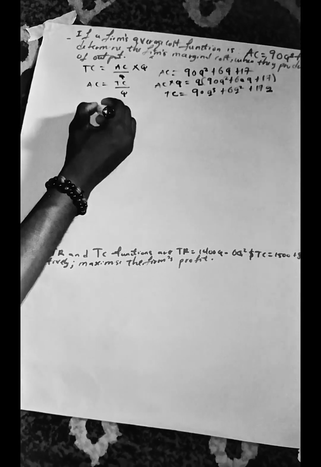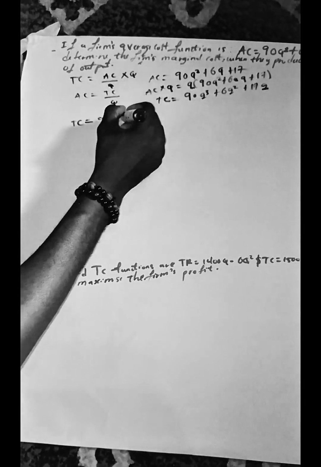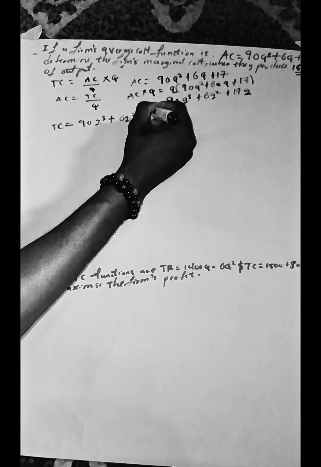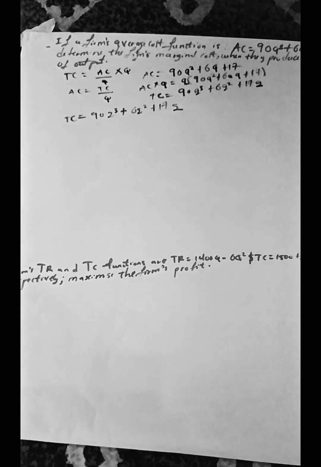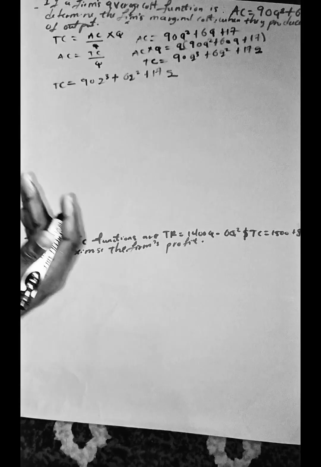So now we have our total cost function and we can get our marginal cost. Total cost is equal to 90Q cubed plus 6Q squared plus 17Q. How do you get our marginal cost? Remember, whenever you hear marginal in economics, think derivative. Whenever you hear change in economics, think derivative.